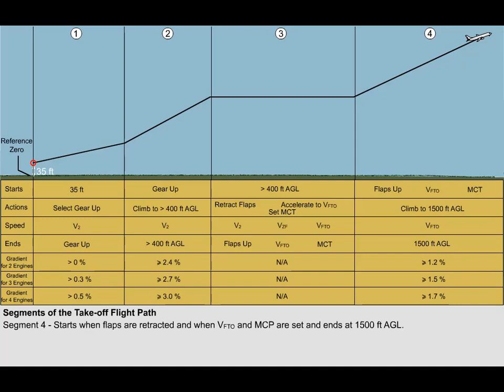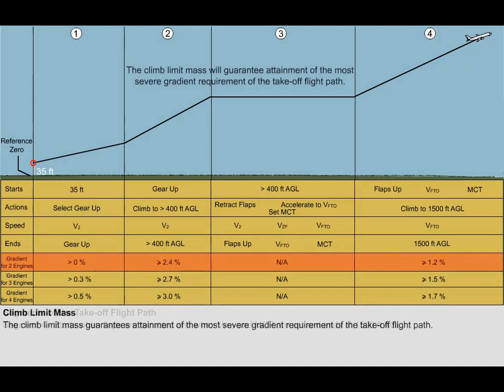One last point. The gradient requirements for Class A aeroplanes with more than 2 engines forms part of the syllabus, and therefore they need to be remembered as well. Although we have already mentioned it in the previous lesson, the climb limit mass tells us what the maximum mass of the aeroplane can be in order to achieve the minimum gradient requirements.